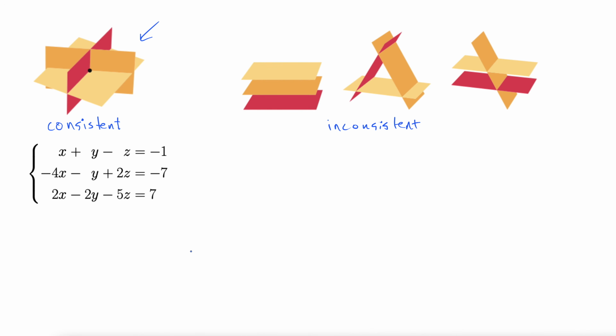Okay, so here's an example. x plus y minus z equals negative 1. Negative 4x minus y plus 2z equals negative 7. 2x minus 2y minus 5z equals 7. All right, that's a standard 3x3 system of equations. By the way, these are linear equations, meaning that there's nothing squared, or it's not 1 over x or anything like that. These are all just single variables here. That's what we mean by linear.